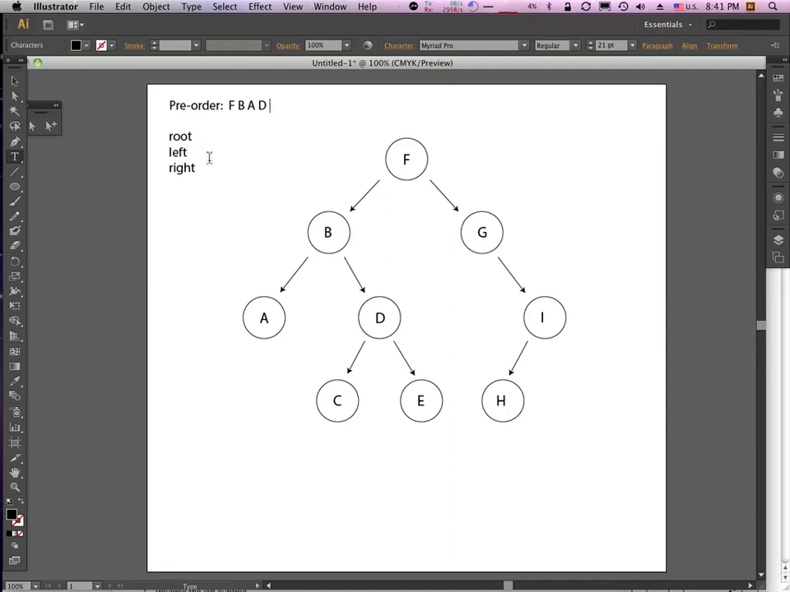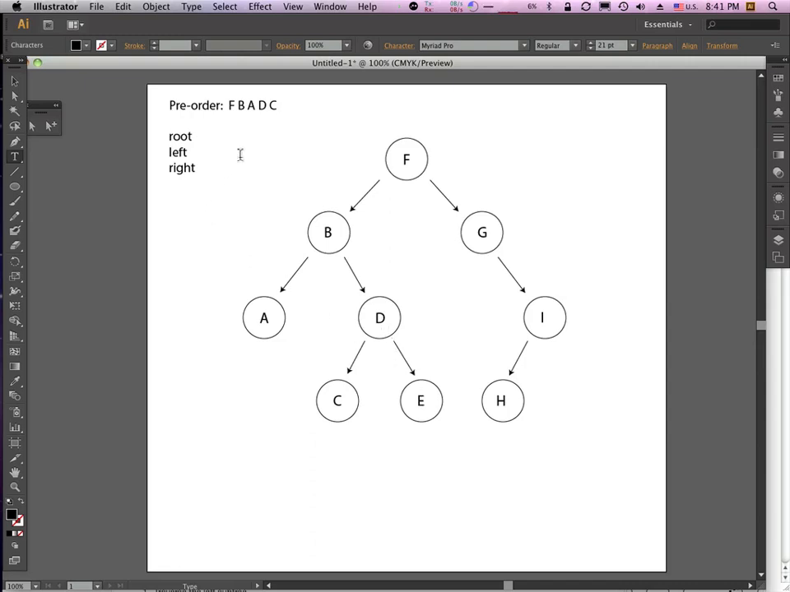C does itself first. C looks to its left, nothing. C looks to its right, nothing. So C is done. It has done itself, its left, its right, it's done. We come back to D. D was interrupted when it went down to C, so now it's going to go down to its right. Down to its right we have E, so E starts.